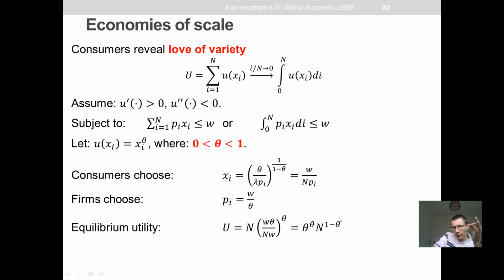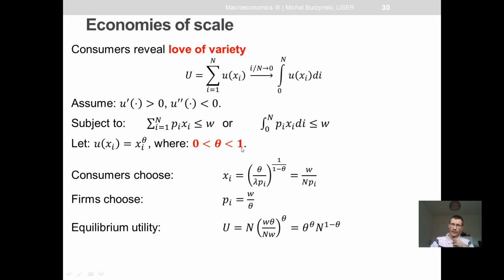And the power is 1 minus theta, which is always positive, due to our assumption, which means that the more varieties you have in the economy, the higher the optimal utility of an individual. Why? Because people reveal love of variety. They want to consume different varieties, and the more varieties there are, the higher the utility. Once more, let's analyze those two extreme cases of theta.